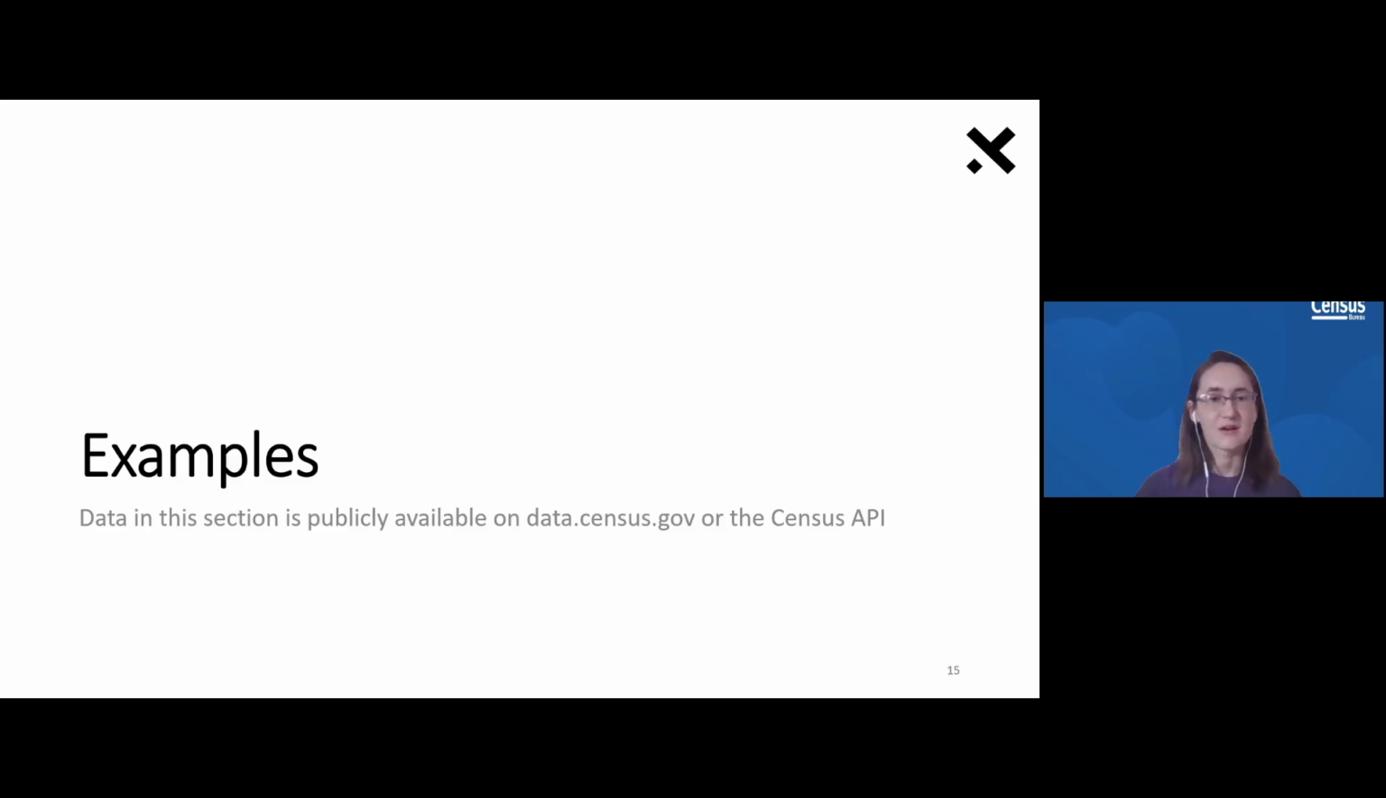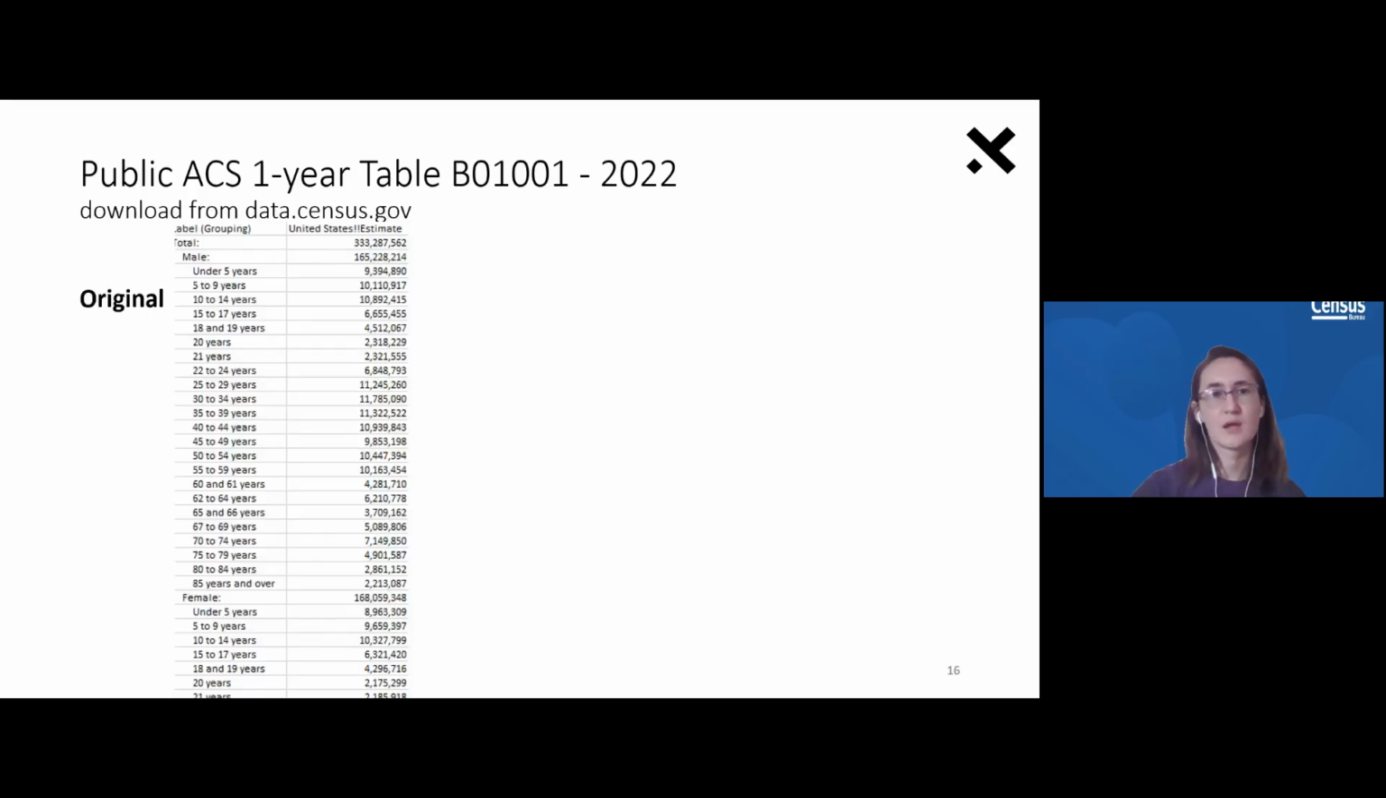Now I'll talk through one particular example of transforming ACS data from its current format into what a tidy format could look like. All the data in this section is publicly available either on data.census.gov or on the Census API. I took a look at the public ACS one-year table B01001, sex by age, from 2022. This particular table was downloaded from data.census.gov.